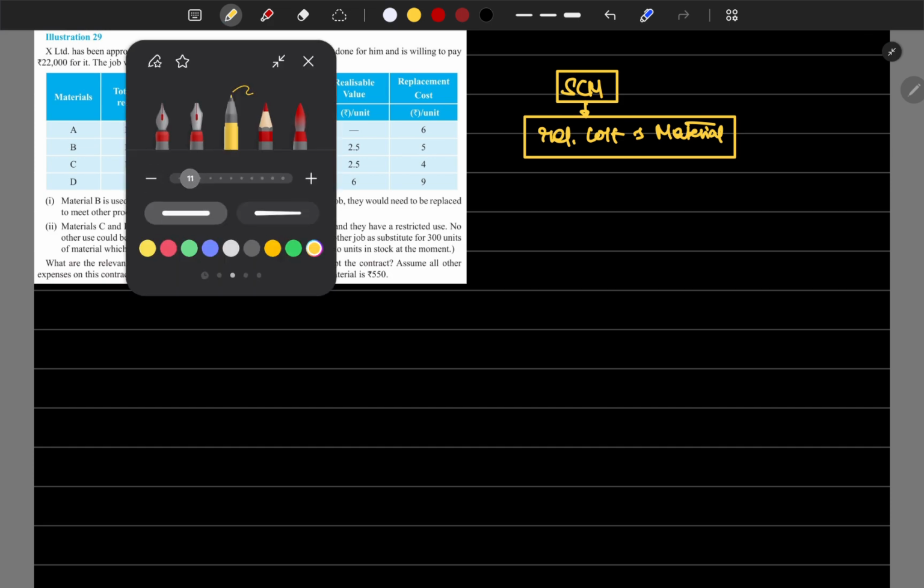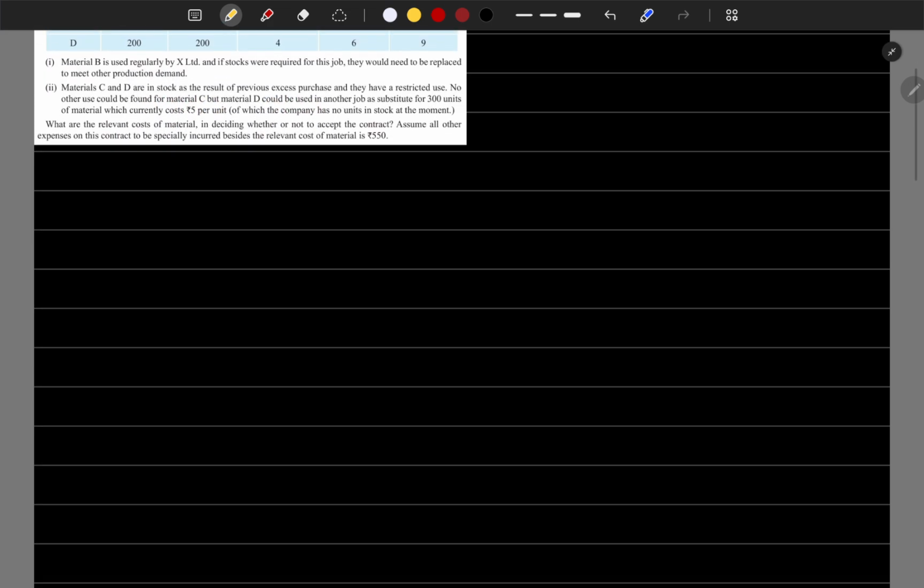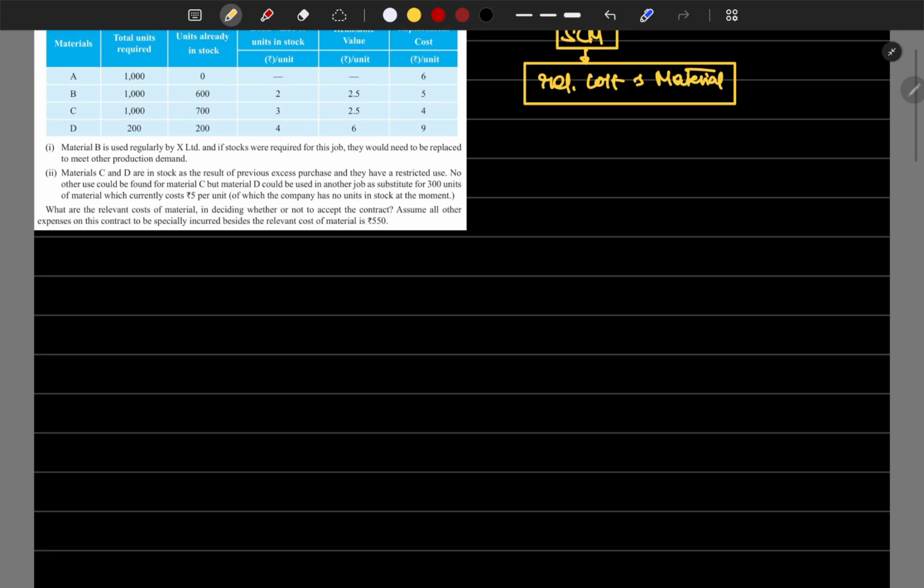Okay. What do we need? Before getting into the problem, let's quickly revise the concept. I'll put the concept capsule here to understand this question in a better manner. Okay, relevant costing. What does it mean by relevant costing?